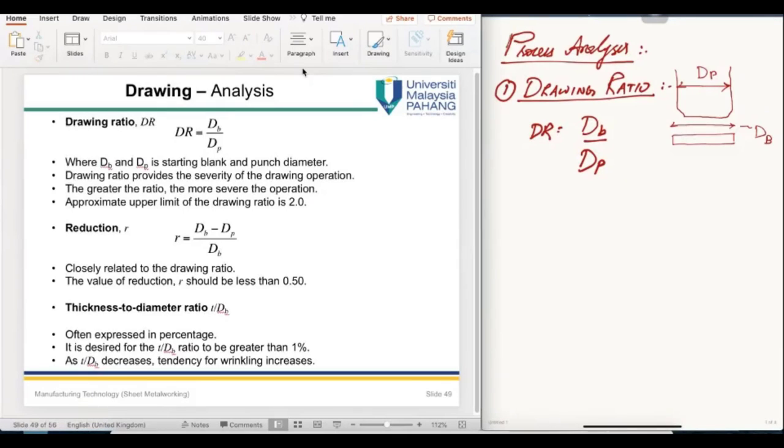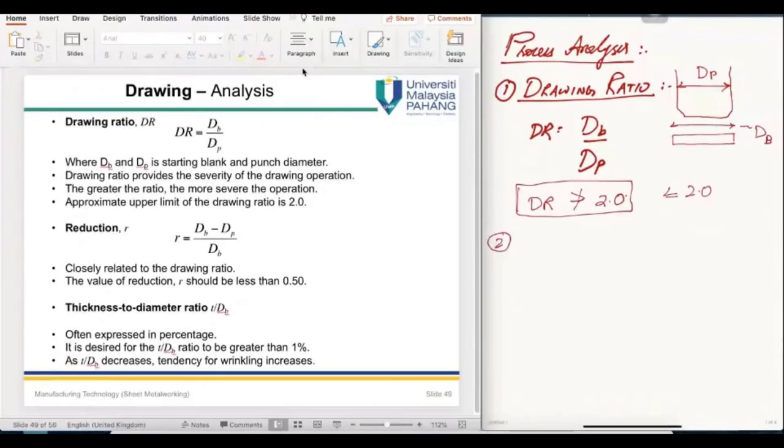Okay, and there is a limit. The limit is that the drawing ratio should not be greater than 2.0. So it should always be less than or equal to 2.0. If we have a drawing ratio greater than 2.0, then the amount of forces and stresses generated during the drawing process will be quite difficult for the blank to sustain. And there will be some defects formed, such as wrinkling, piercing, cracking, etc. So we need to make sure that our drawing ratio is less than or equal to 2.0. That's number one rule. Let's move to the second rule.